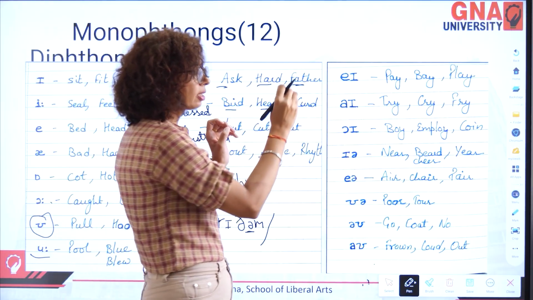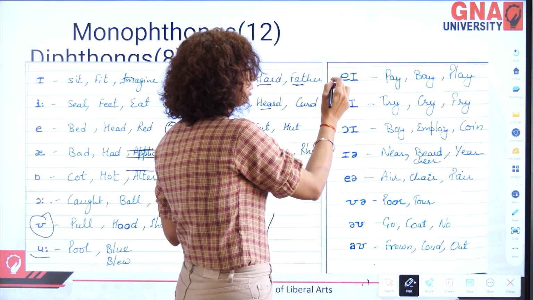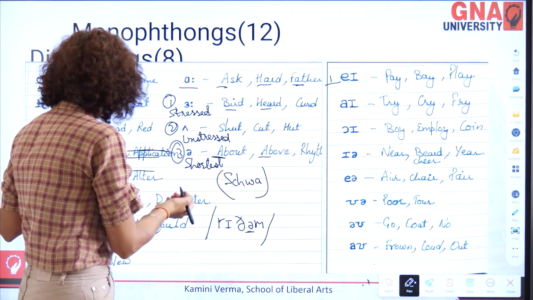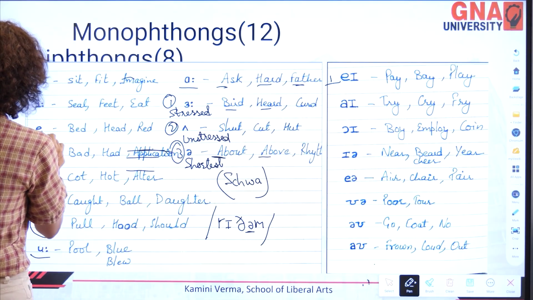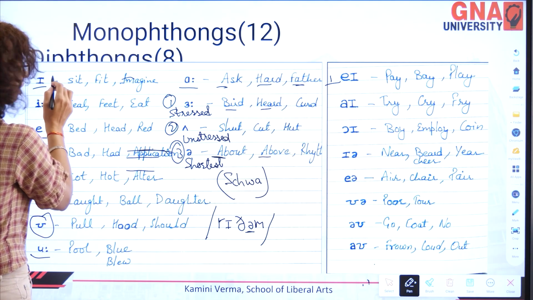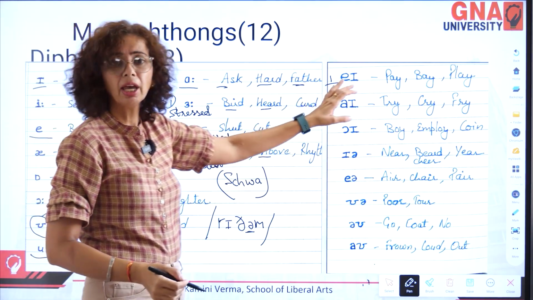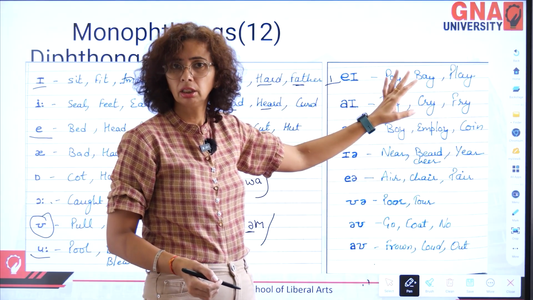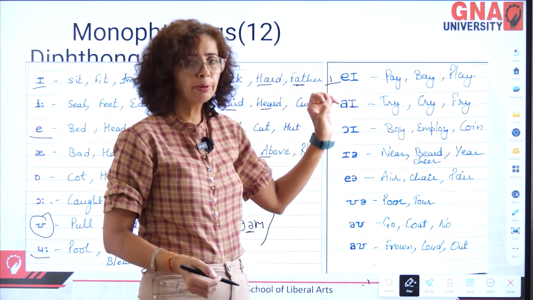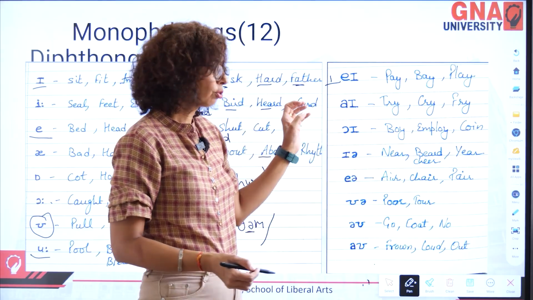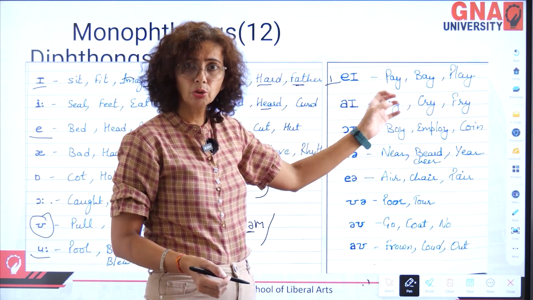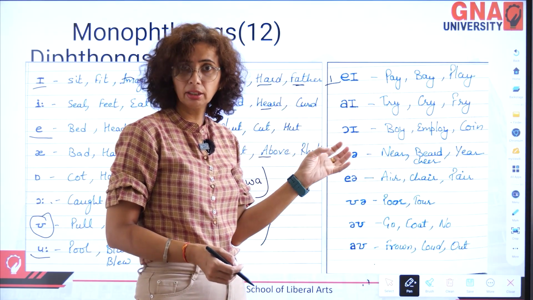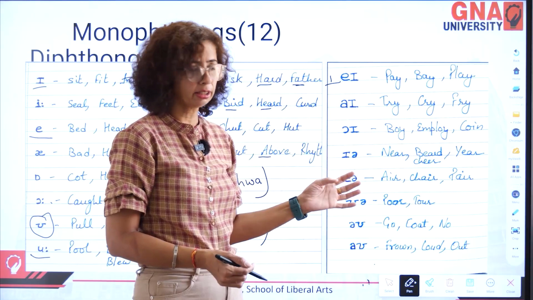For example, let's take up the first one for us, that is A. If you remember, this we have covered as A and this we have covered as E. So this turns out to be A. For example, when we are saying the word pay, bay, play. So that is the A sound of English.